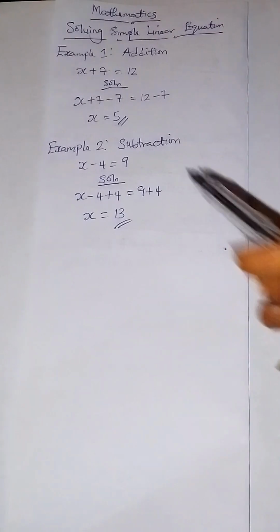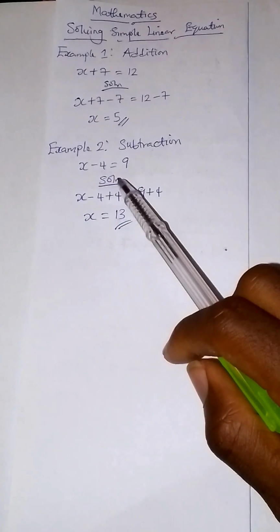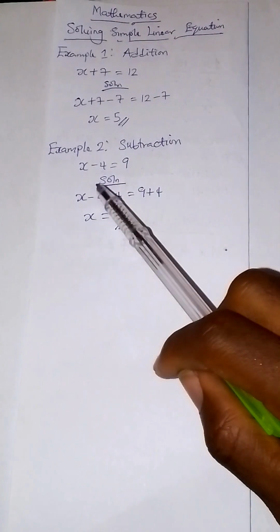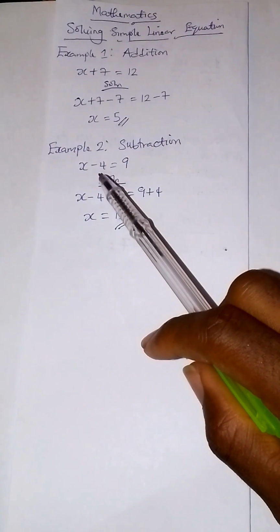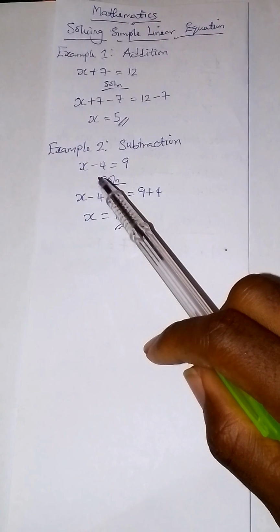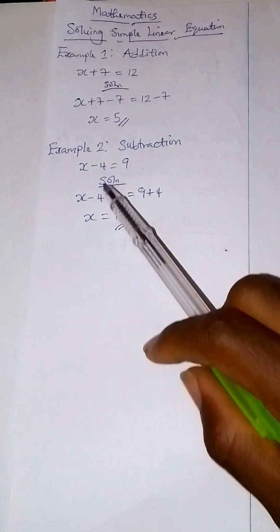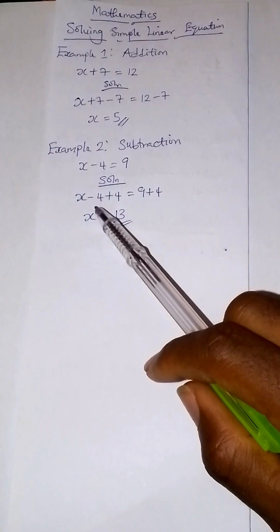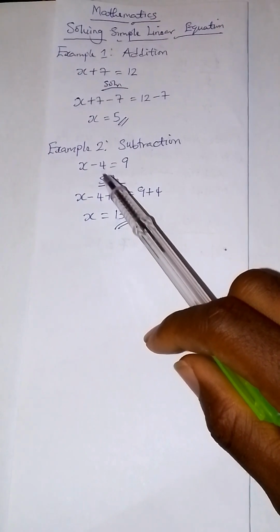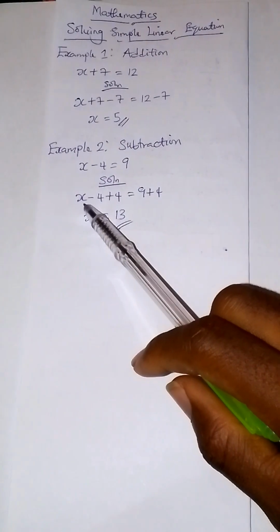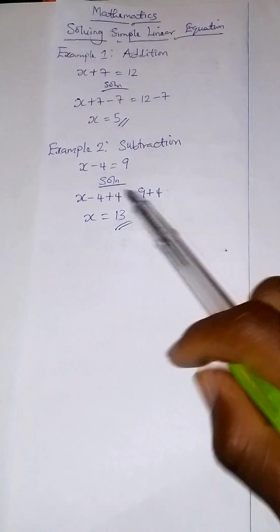So we have our second example here, subtraction. s minus 4 equals 9. To make s stand alone, we need to remove this minus 4, so we add 4 to both sides. So this is what we have: s minus 4 plus 4 equals 9 plus 4.